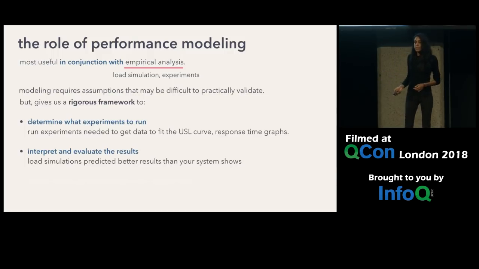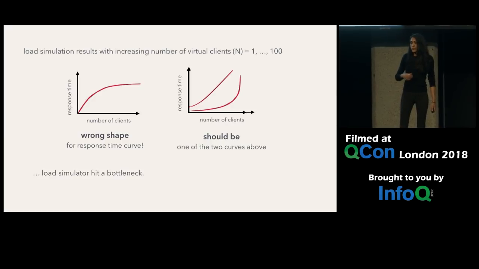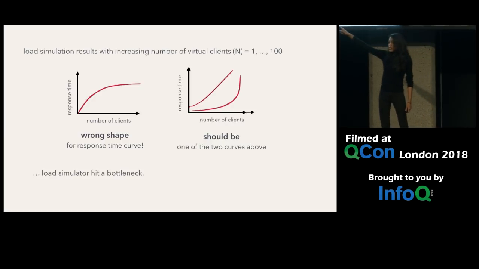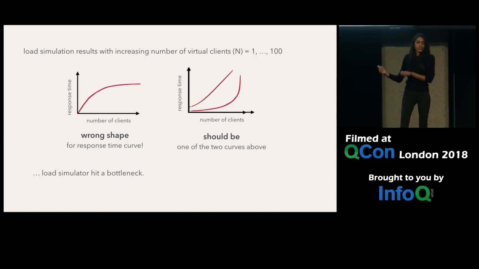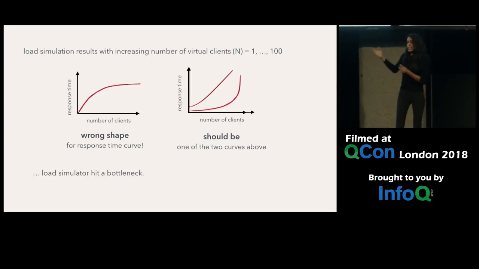Or here's another example I like to use. You run a load simulation with N clients where you increase the number of virtual users, and you get a response time graph like the one on the right. Well, you know that that graph is the wrong shape. Response time doesn't behave like that. Response time behaves like one of these graphs on the left, right? And we know that from performance modeling, from the theory.